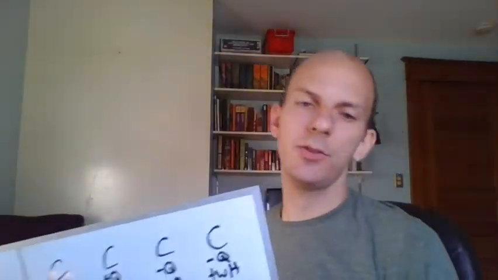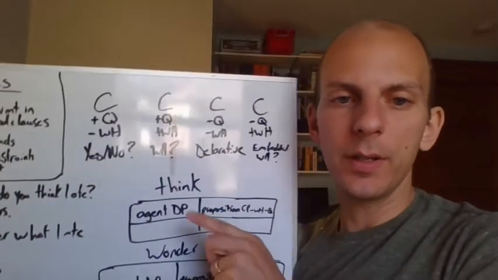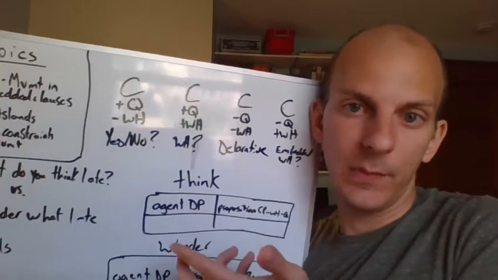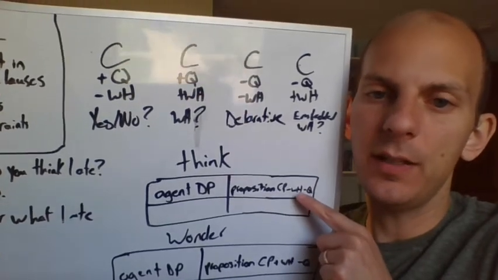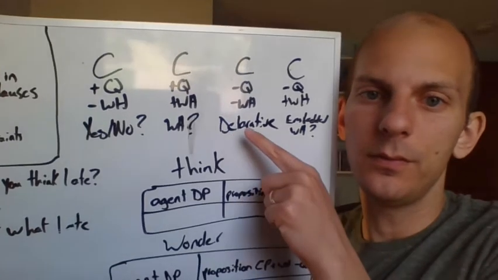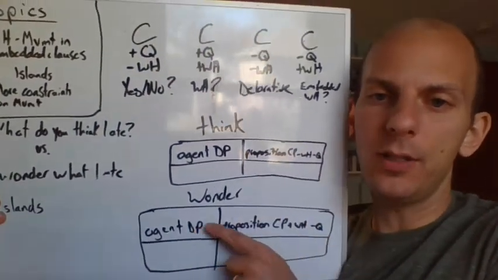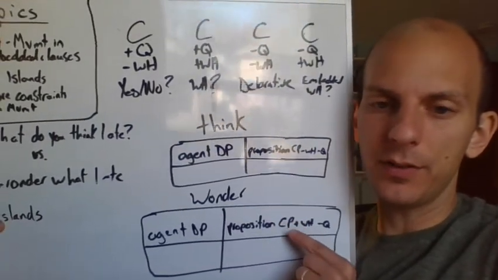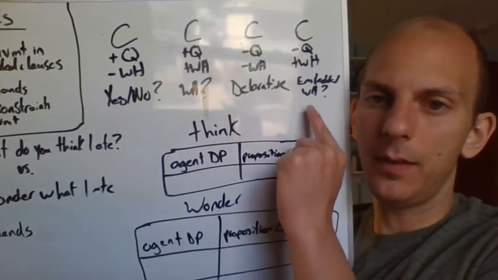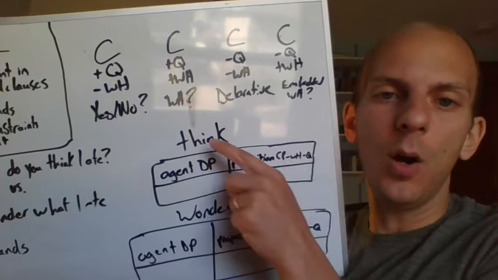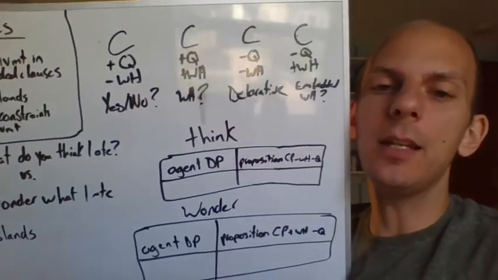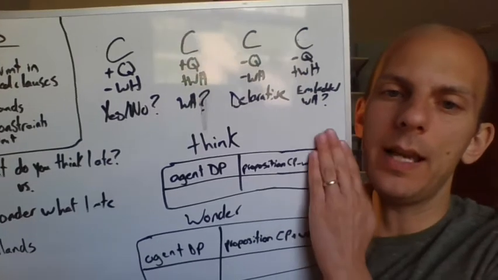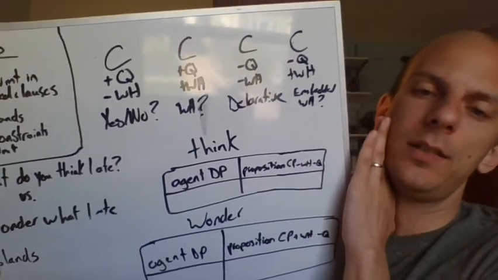So if we draw the theta grids for these two verbs, we can see those selectional properties of the C head coming forth, right? So we want to say that think takes an agent DP, somebody who's doing the thinking, and it takes a propositional CP, but not just any CP, it takes a propositional CP that's minus WH minus Q, a declarative one. Wonder also takes an agent DP, somebody's still got to be doing the wondering, but it takes a propositional CP with plus WH minus Q, this one, right? So we can actually encode this information, what sort of C head or what sort of CP the verb selects for, in the theta grids that we already had, simply by adding a little extra information. We already had it looking like this. Now we just have it looking like this.